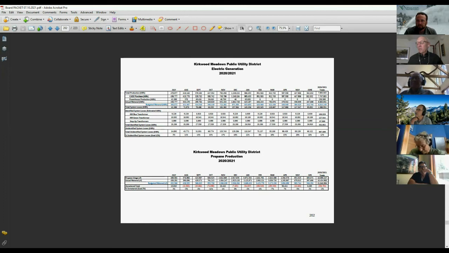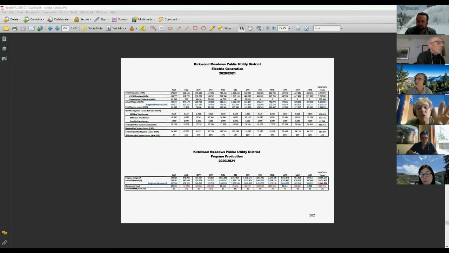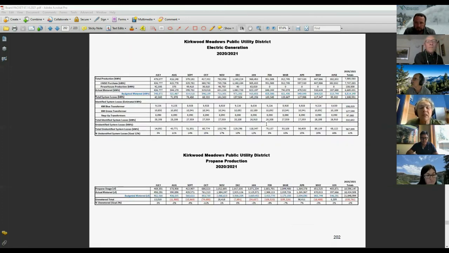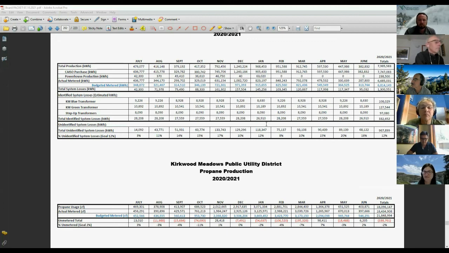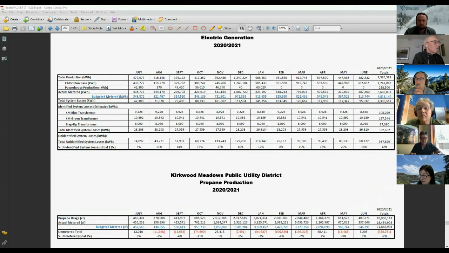Item D, performance reporting and aquifer levels. Hi, everyone. Performance reporting for June is shown here. For electric, we showed an 18% unidentified system loss. Can the visual be blown up one step, please? Thank you. Which brings us to 12% for the year, which is what our goal was.